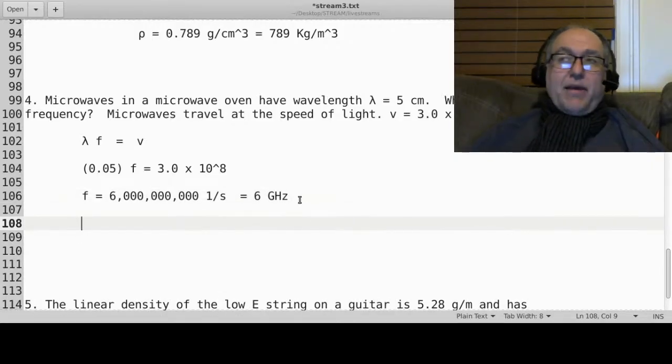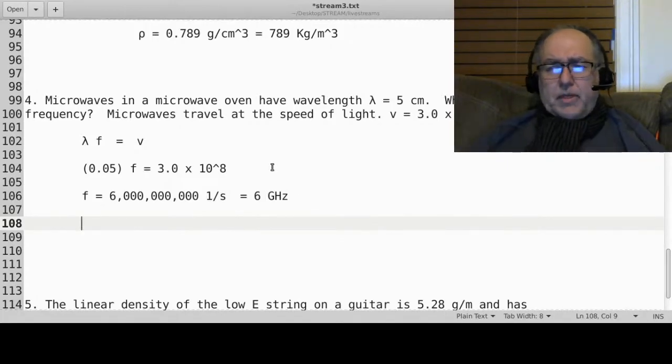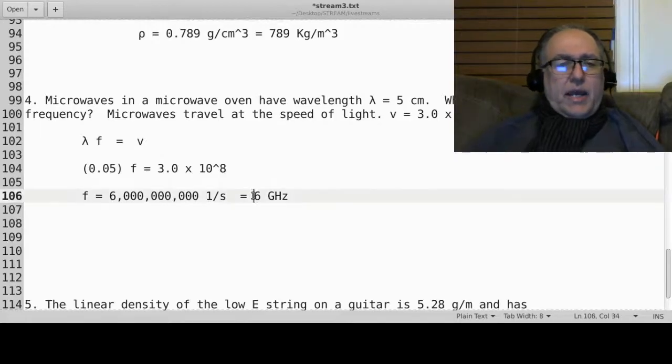And actually, if you look at the back of your microwave, it does have an FCC rating, and it tells you the frequency, and it should be around 6 to 7 gigahertz. Okay, so there you go.